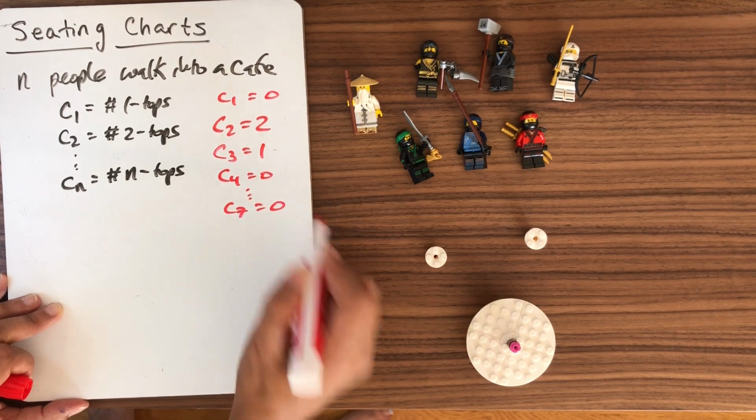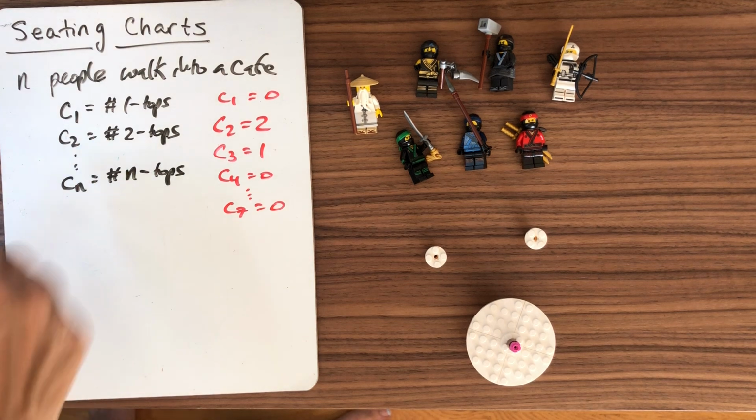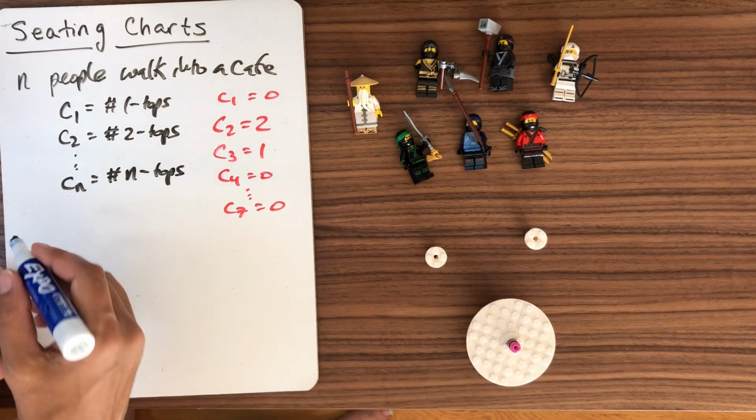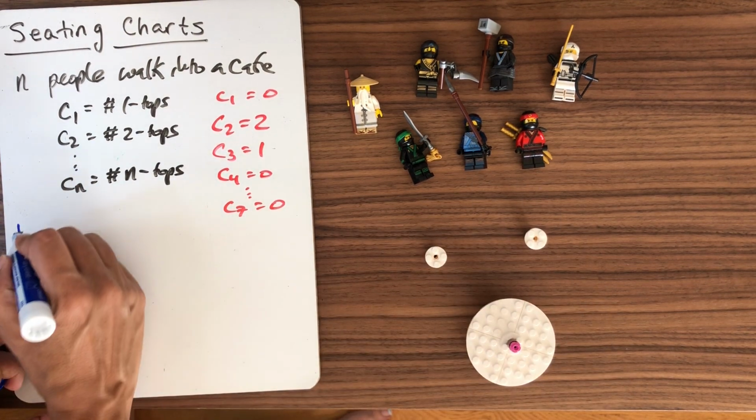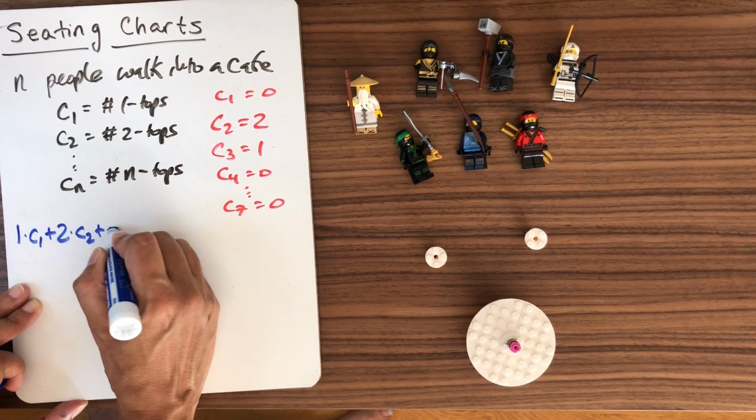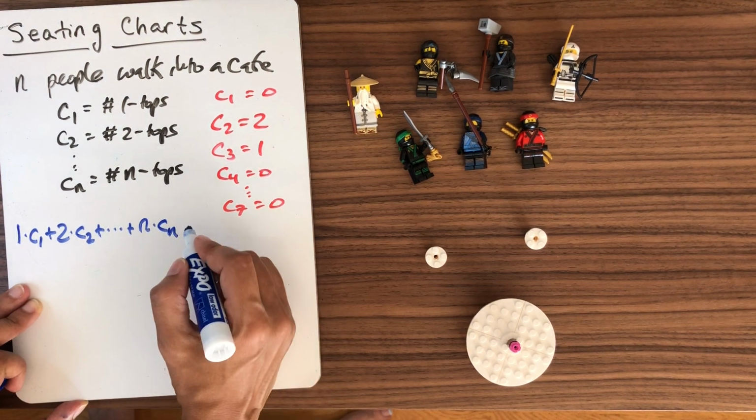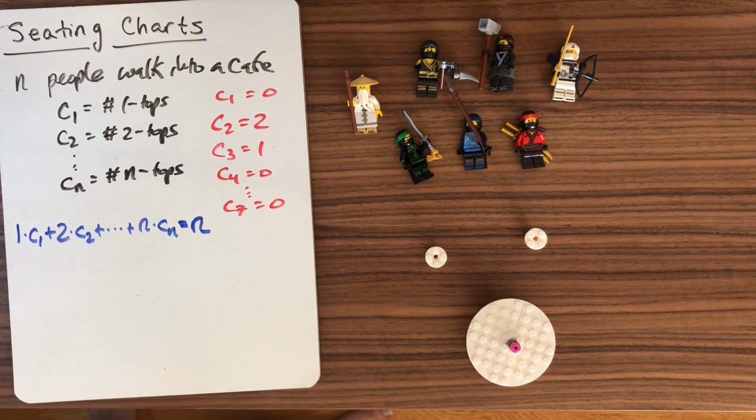And no 7 tops. So the constraint that I can think about imposing here is that I want to have the right number of seats. So 1 person can fit at a 1 top. 2 people can fit at a 2 top. And so on and so forth. N people all go at the same table if you have an n top. And this has to equal n.